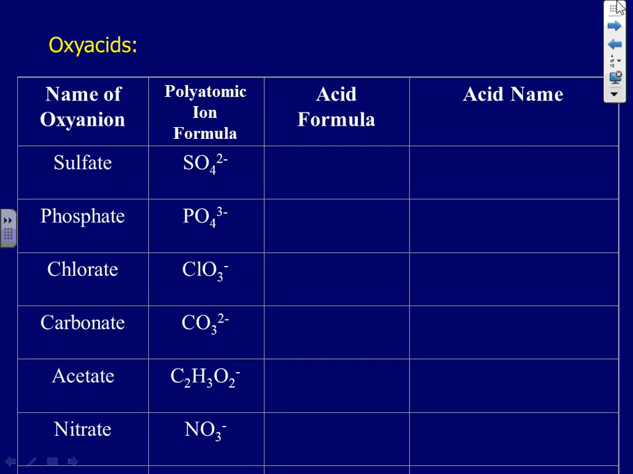I will say it one more time, maybe a little slower this time. The H has a +1 charge. H +1. The sulfate has a -2 charge. I need to add enough H's to cancel out that charge. What do you think? So this is going to be H2SO4.